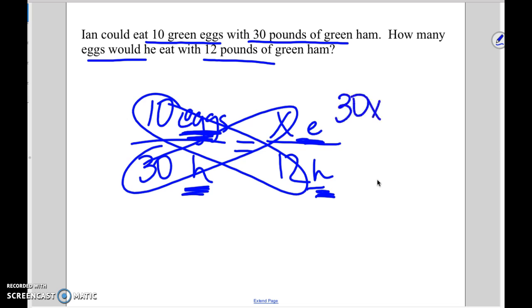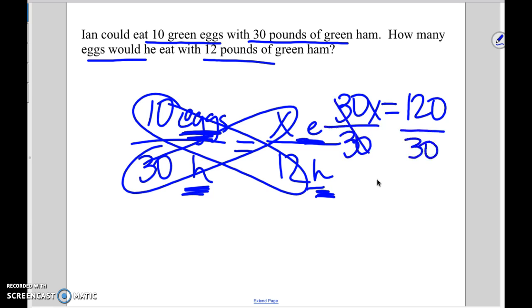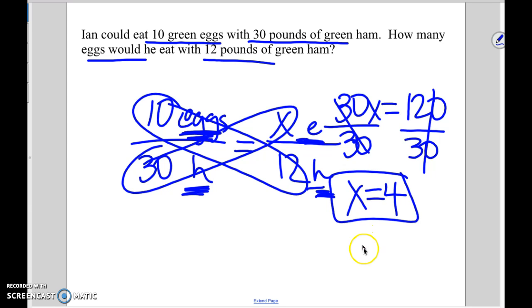So that'll be 30x equals 120. You'll divide by 30 on each side. The zeros will cancel out, and that's just 12 divided by 3, which is 4. So x will equal 4. Again, the setting it up is the part we need to make sure we understand. The 10 green eggs over the 30 pounds of ham is equal to x amount of green eggs over 12 pounds of green ham. Ham is on the bottom, eggs is on the top.